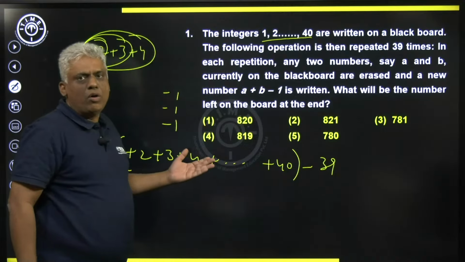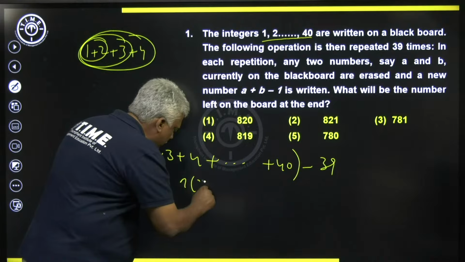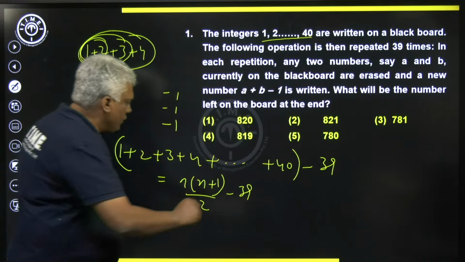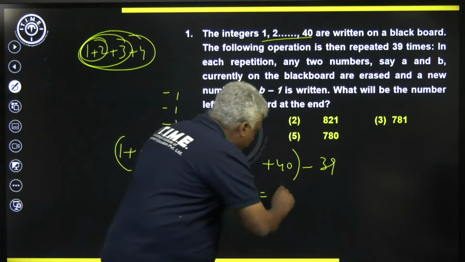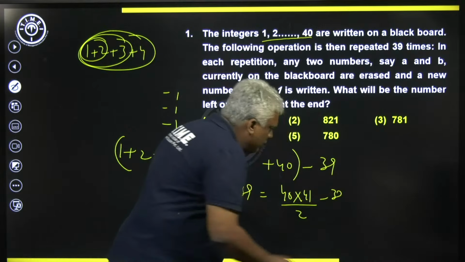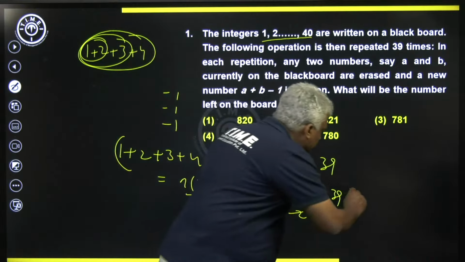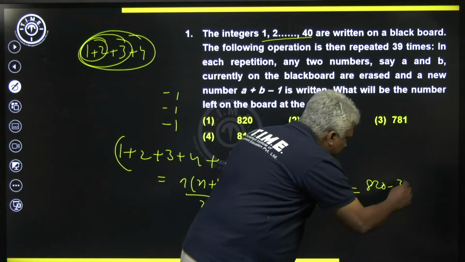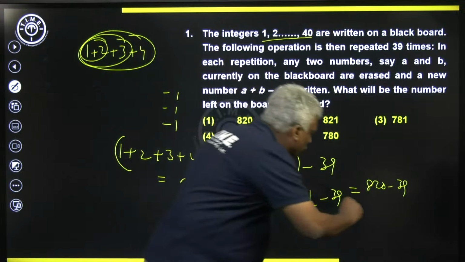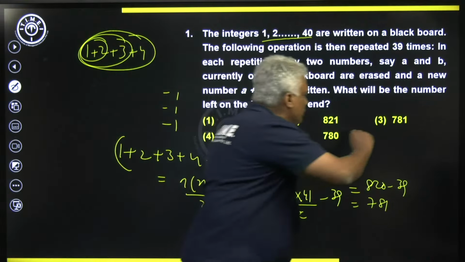Now we know there's a formula for the sum of first n natural numbers: n into n plus 1 by 2, and minus 39. Here n is 40, so we get 40 into 41 divided by 2 minus 39. This will go 20 times, so it will be 820 minus 39. Now 820 minus 40 is 780, and since we are subtracting one less, it will be 781. So 781 is the answer, which is option 3.